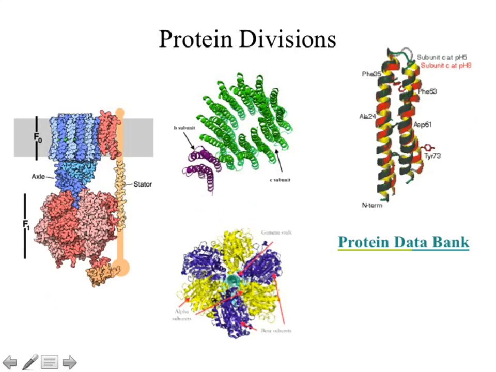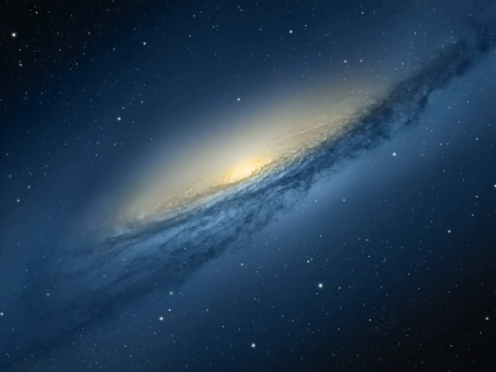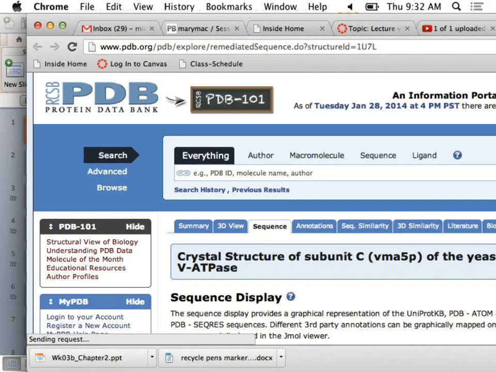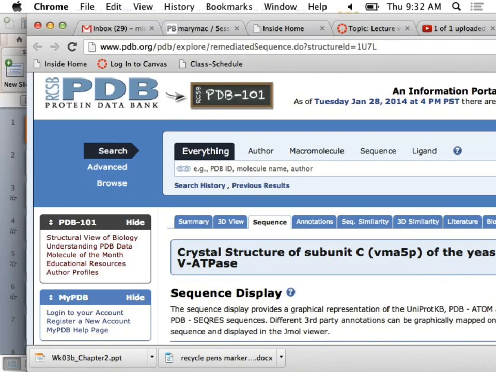A lot of data has been generated and collected. PDB is the Protein Data Bank. So every time someone isolates a new protein and determines some structural information, they can go through and post their information to PDB.